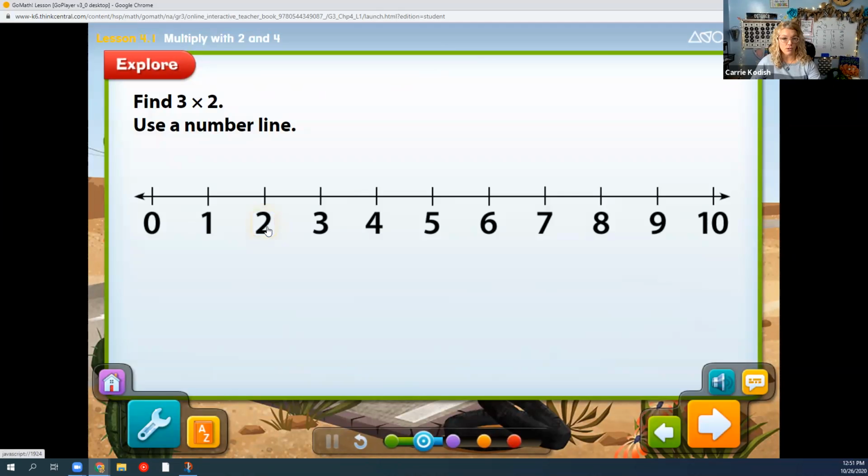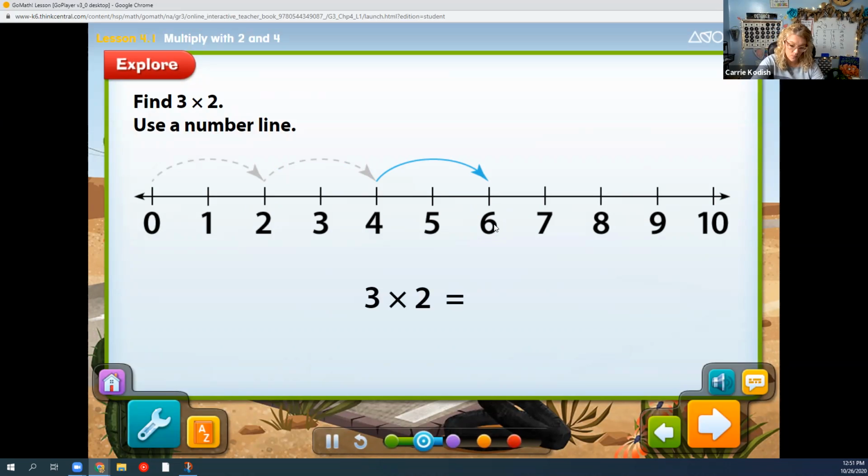So the first jump is to the 2. Then we're gonna jump again to the next 2, which would be 4. The second jump lands on 4. Jump one more time. The third jump lands on 6. So there's 3 ways so far to work this out. The third jump lands on 6.